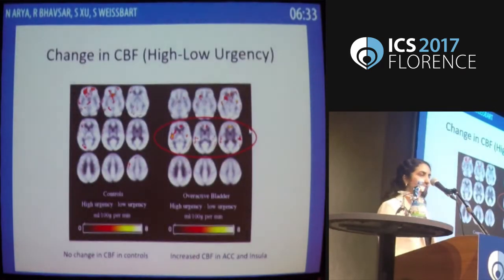This slide shows the difference in cerebral blood flow between cases and controls. Regions of increased cerebral blood flow are in yellow. In controls, there was no significant difference in cerebral blood flow between the high and low urgency states. In the OAB group, we can see there was an increase in cerebral blood flow in the anterior cingulate cortex and the insula.